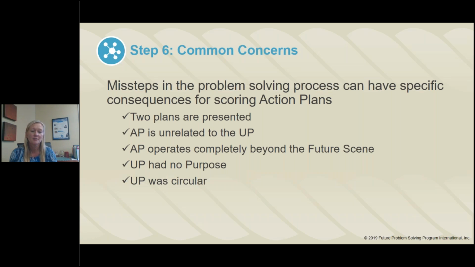If the underlying problem had a purpose that was omitted, it is very difficult for the students to score high here. If their underlying problem was scored as circular, that does also impact their step 6 score.